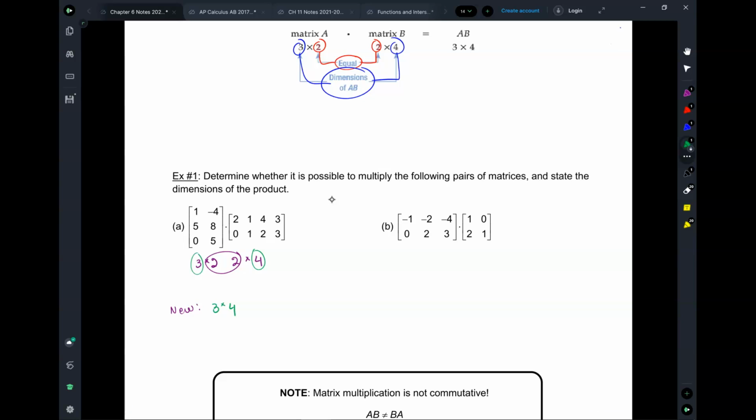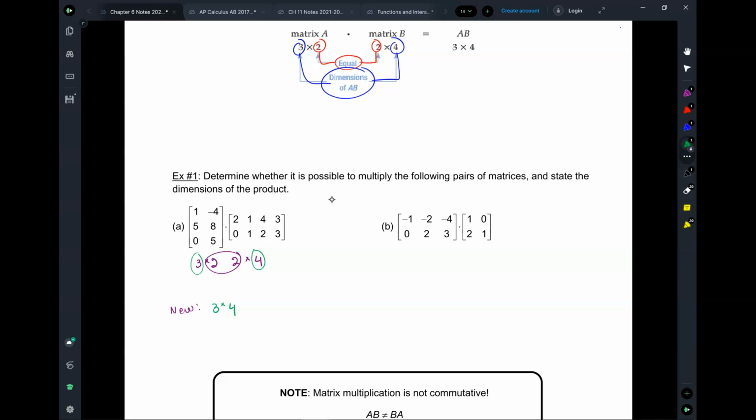Okay? So one thing that is different between multiplying matrices as opposed to numbers: when you multiply two numbers together, 3 times 5, you just get another number that looks the same. When you multiply matrices together, you might get a matrix that looks completely different, and that's okay.